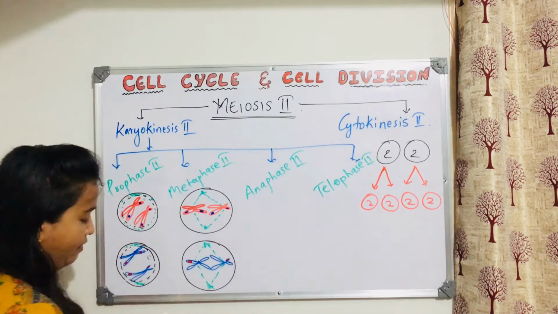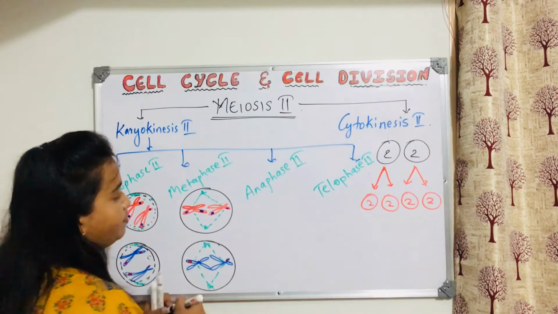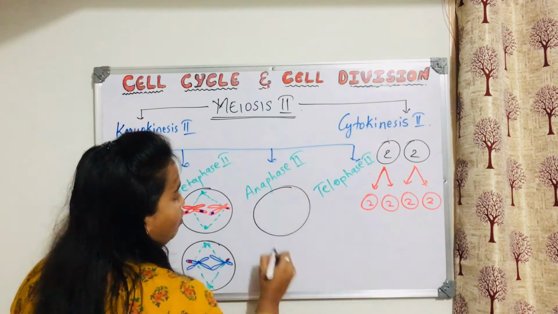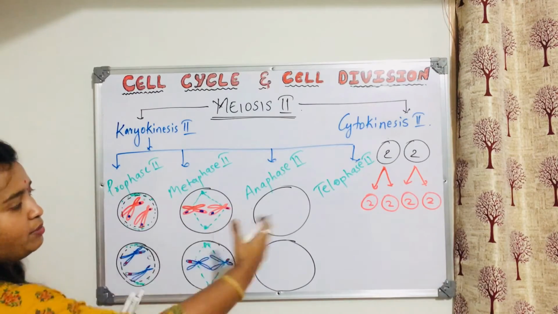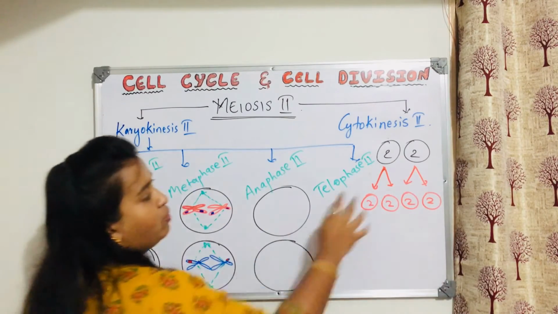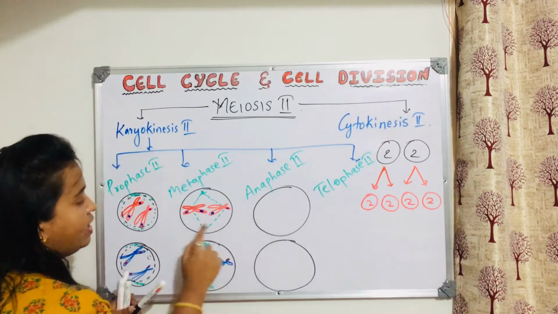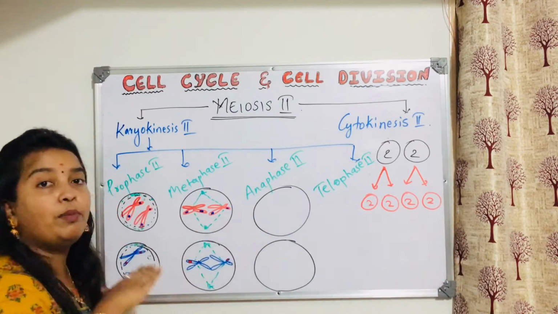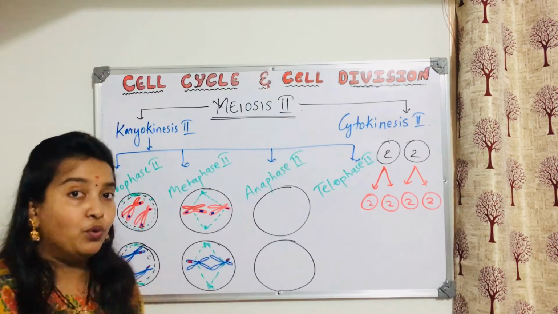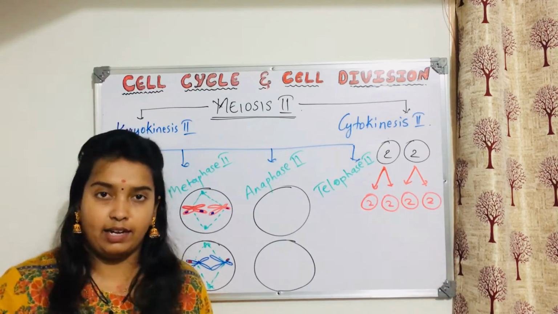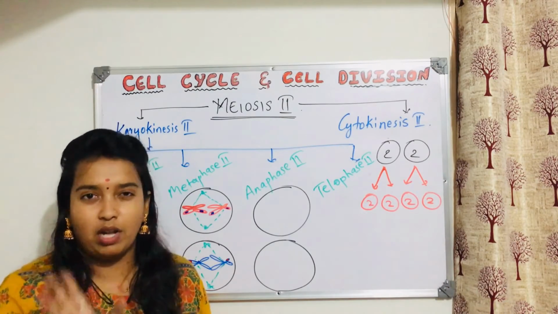What will happen in anaphase? In anaphase, again two cells we are going to show. I am simultaneously showing what is happening in both the cells because we are talking about these two cells. So, in anaphase, the centromere will divide. The key point of anaphase 2 is that the centromere will divide. In anaphase 1, there is no centromere division. Please note down these things.